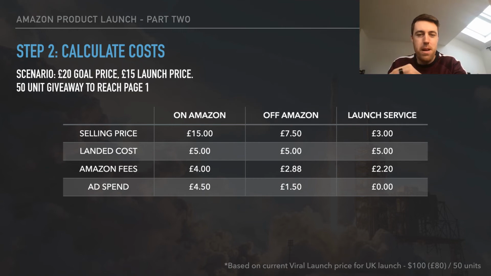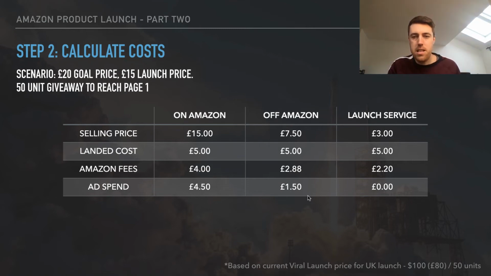And then ad spend on Amazon, of course, our ad spend is going to be through PPC. I've done this on a basis of a 30% ACOS. Again, if you don't know what ACOS or PPC means, check out the PPC tutorials linked, but we're looking at about a 30% ACOS, which is pretty reasonable when launching a product. That's a fair estimation, probably on the good side of the ACOS actually.